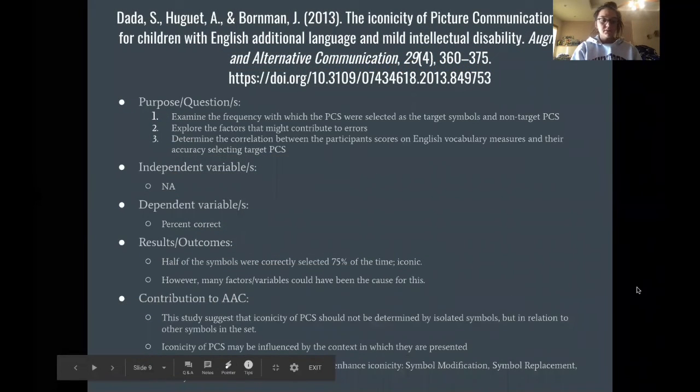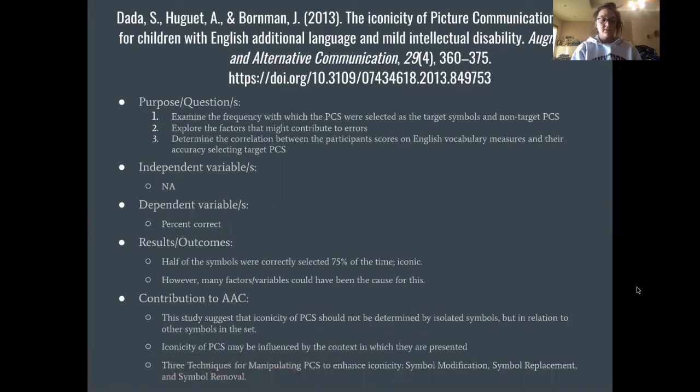The third study we looked at examined the iconicity of a 16 PCS symbol. The theme of this PCS board was on how to make a bed. The survey style study included 30 South African children who had mild intellectual disabilities and were regular AAC users. The authors found that the symbols in this study were iconic and could be manipulated, enhanced, and influenced by altering the context that the PCS system was presented in.